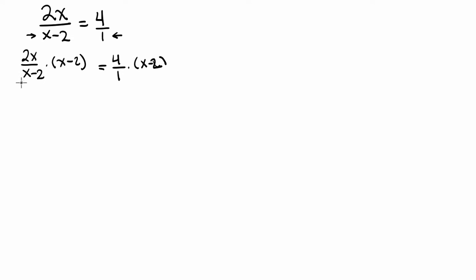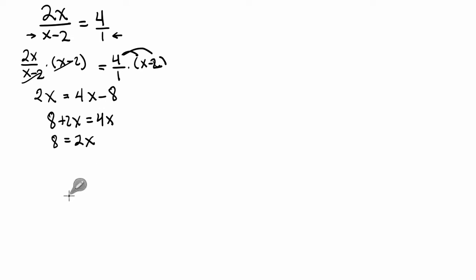Now the left-hand side, what happens is the original denominator cancels out, you're left with 2x. The right-hand side, the divide by 1 really doesn't enter into it. Let's distribute this 4 onto the x and negative 2, leaves you with 4x minus 8. Rearrange the equation, add 8 to each side, and one more step, subtract 2x from each side. Final step, divide each side by 2.